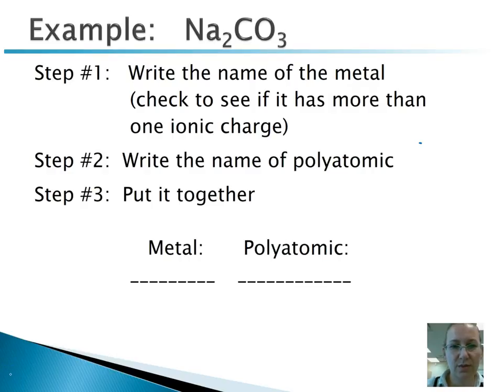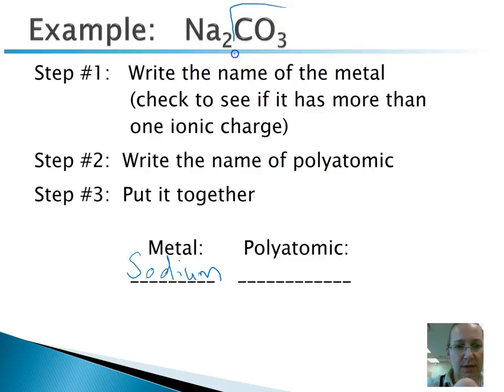Okay, so let's actually use the chart to help name this compound. We have Na2CO3. So we're going to write the name of the metal first. First off, we have to make sure that it only has 1 ionic charge. Now, Na is sodium, and I know sodium is in that first group. So it only has a charge of +1. So it doesn't need a bracket for its name. So we can just write sodium.